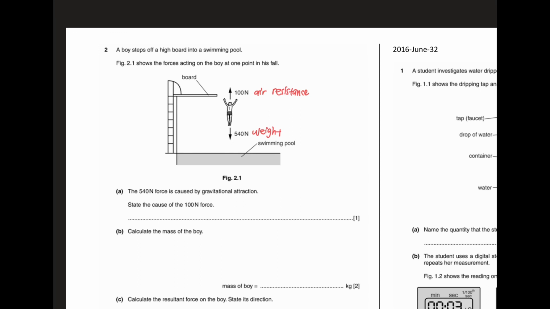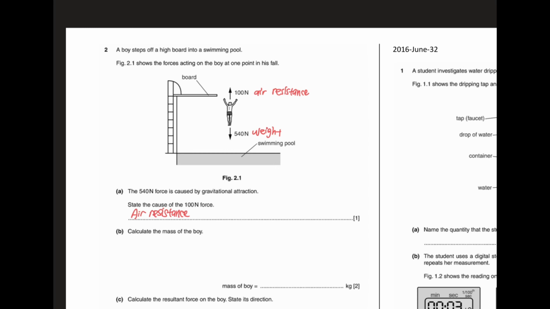Now part A. The 540 Newton force is caused by gravitational attraction. Then state the cause of the 100 Newton force. So it's caused by air resistance. Yes, correct. Air resistance.